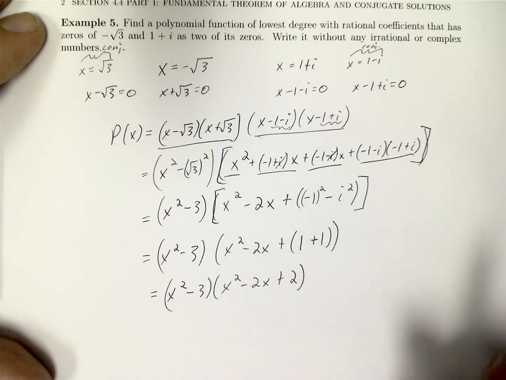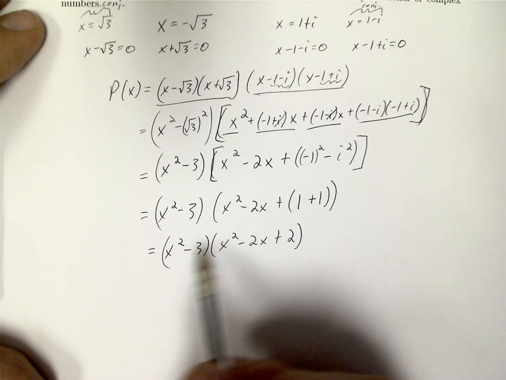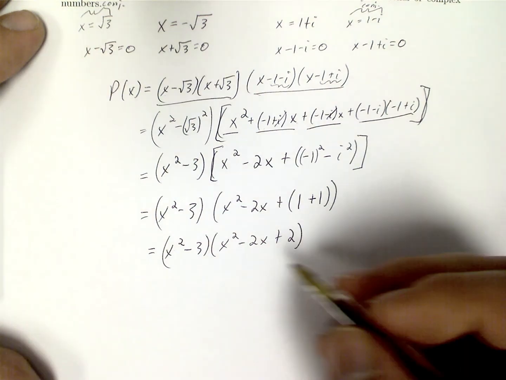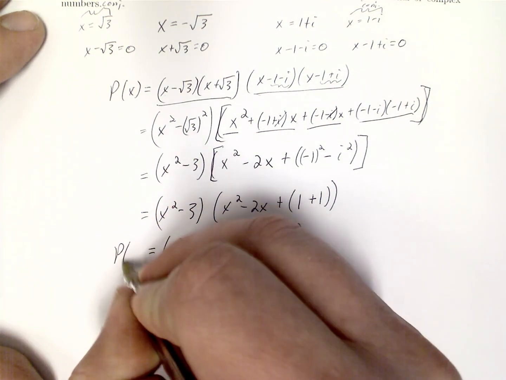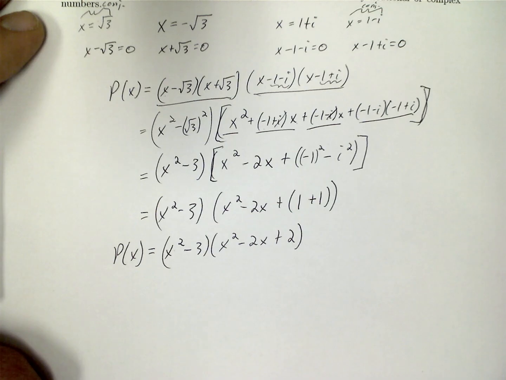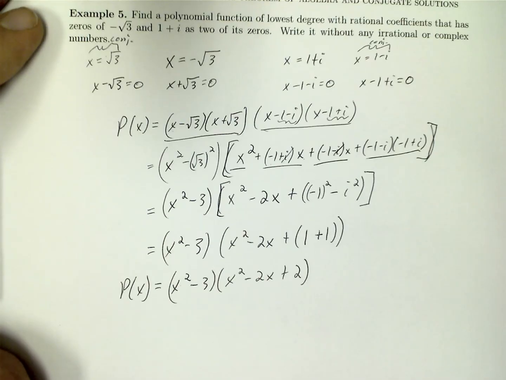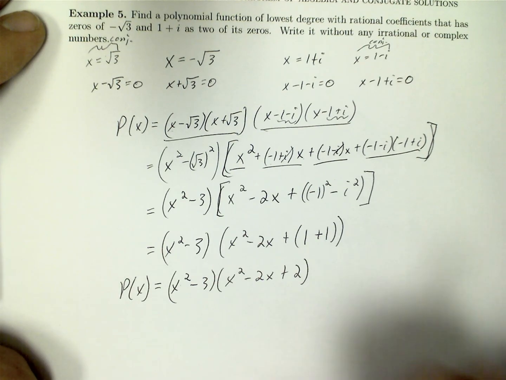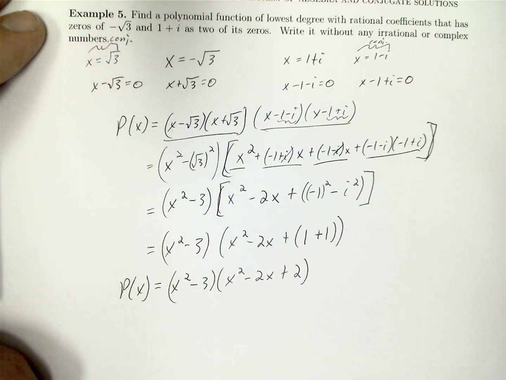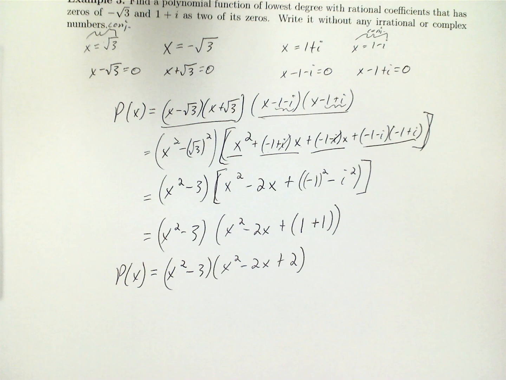And this is a polynomial. It's x squared times x squared, so degree 4. And so that's the lowest degree that we could possibly have, because we're required to have the conjugates as solutions as well as what we were given as zeros. So this concludes this lecture.